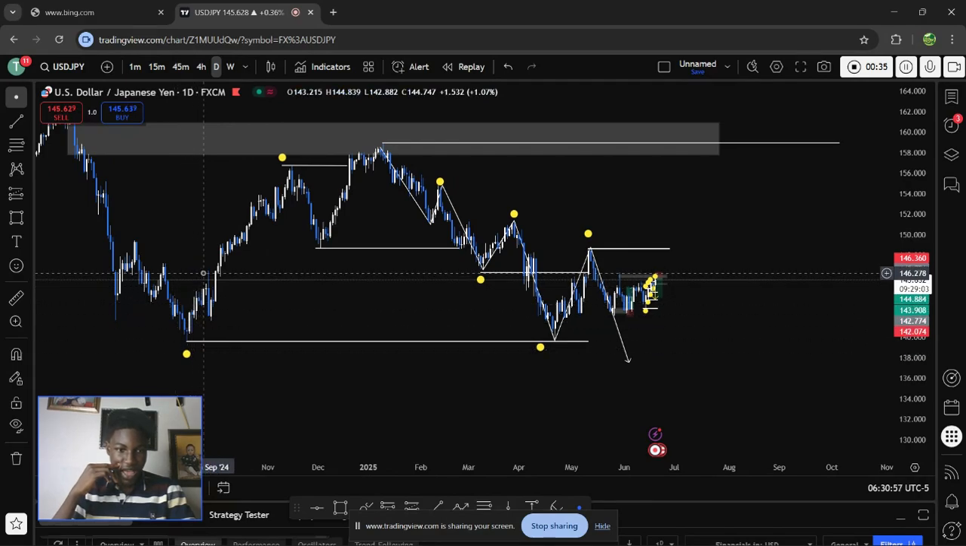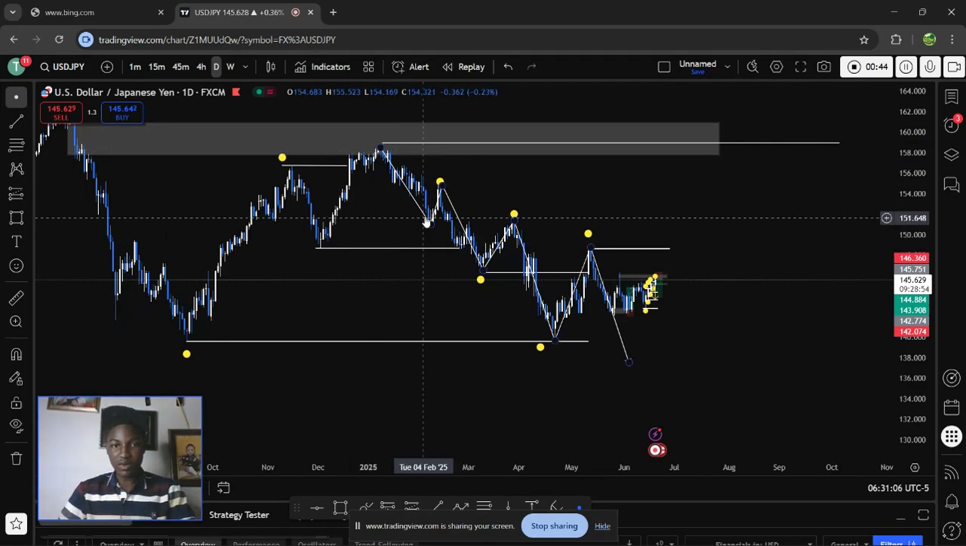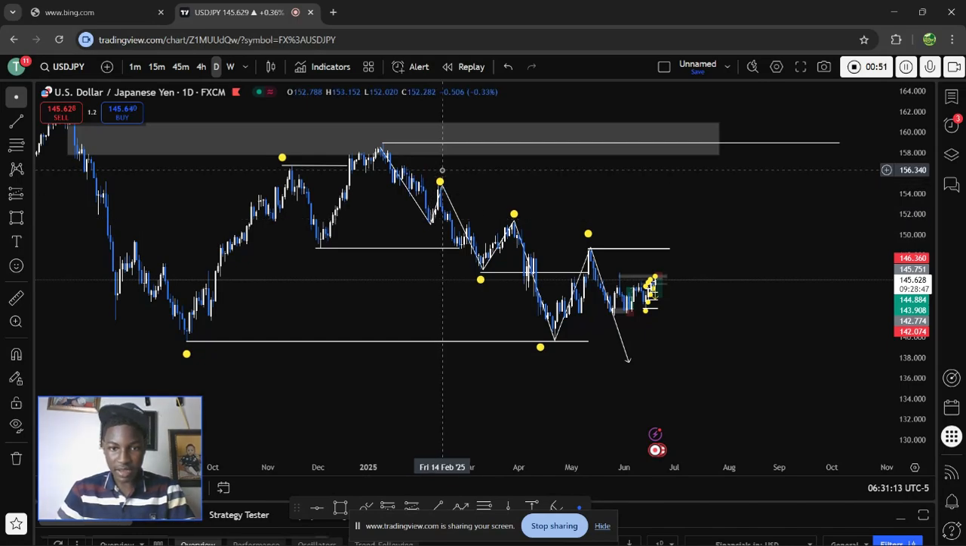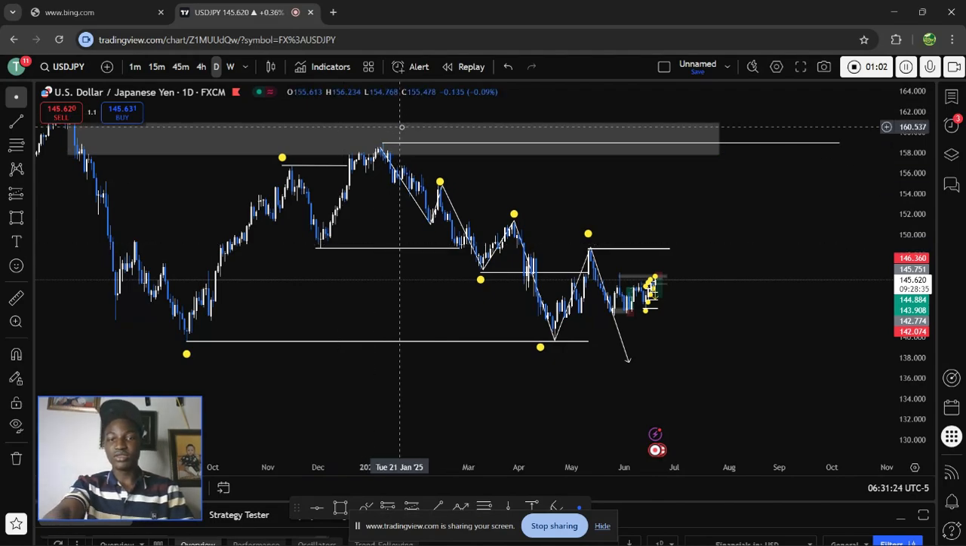Price formed a higher high, higher low, higher high, higher low, higher high. But then what happened? The bullish momentum failed, and then we got a low here, a lower high, a lower low, taking out this weak low, because it failed to form a higher high.